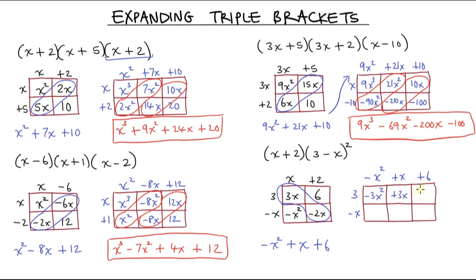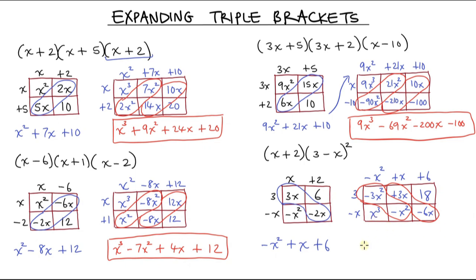3 times 6 is 18. And these two terms will be positive because we've got multiplying two negatives together. So it's just going to be x cubed. And then it's going to be negative x squared. And then negative 6x. And again, we've got the negative diagonals that are going to simplify. So those are going to simplify, and also those two terms are going to simplify.